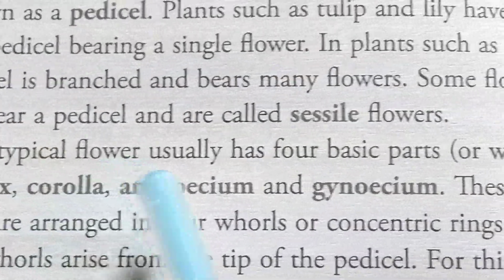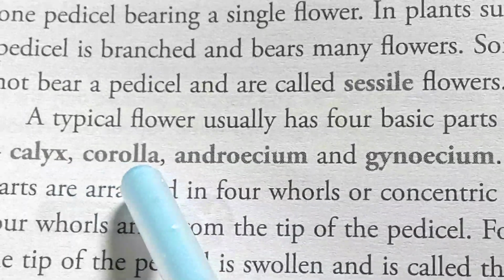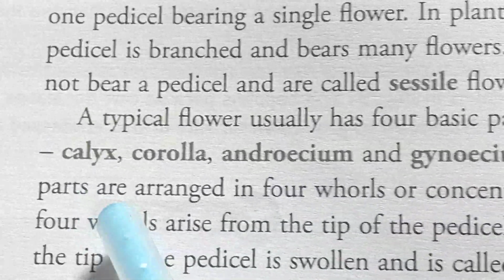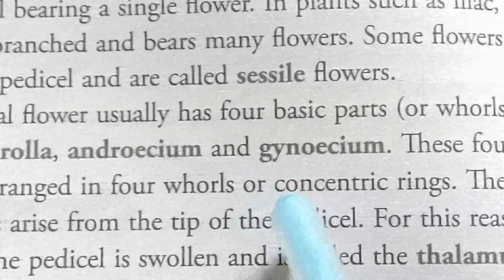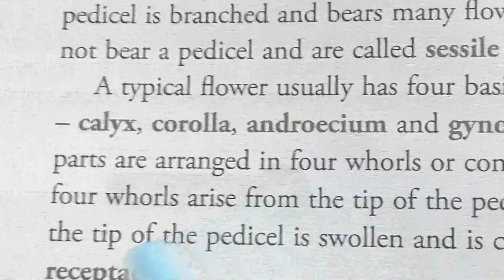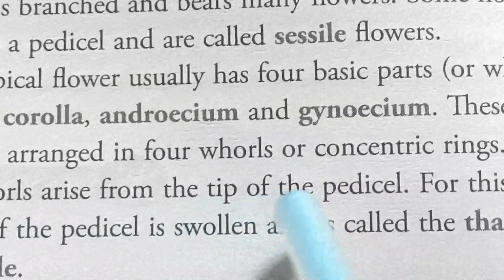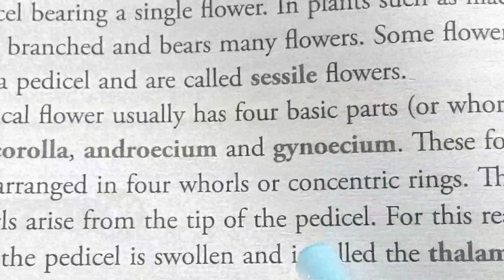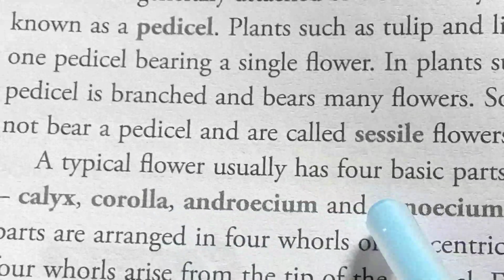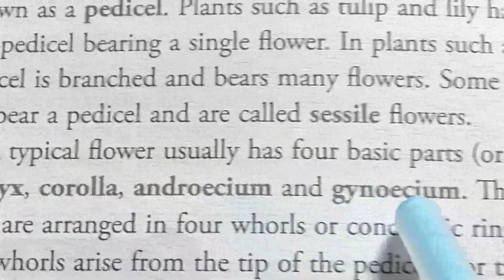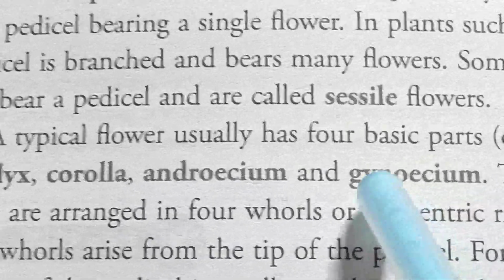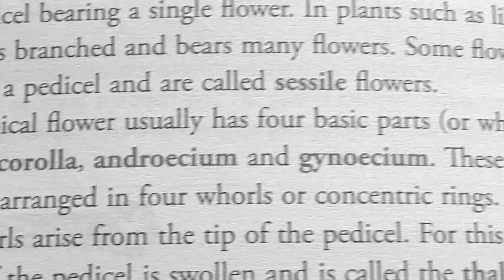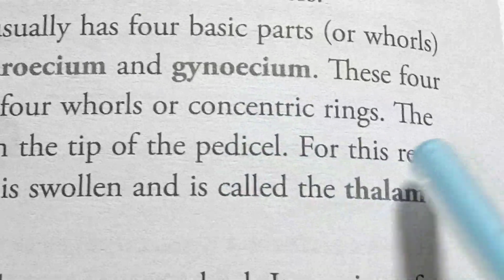A typical flower usually has four basic parts: calyx, corolla, androecium and gynoecium. These four parts are arranged in four whorls or concentric rings. The four whorls arise from the tip of the pedicel. So actually the pedicel is a stalk by which the flower is attached to the stem, and it also holds the four parts of the flower: calyx, corolla, androecium and gynoecium, in concentric rings.